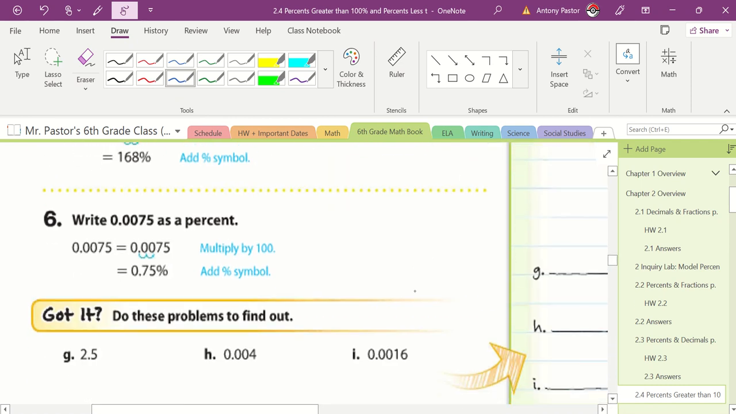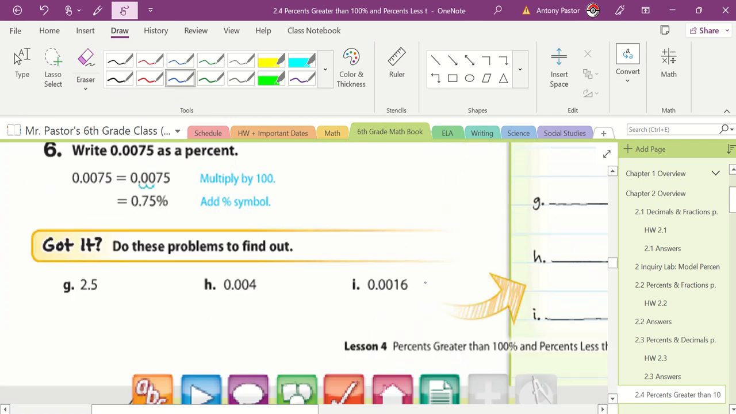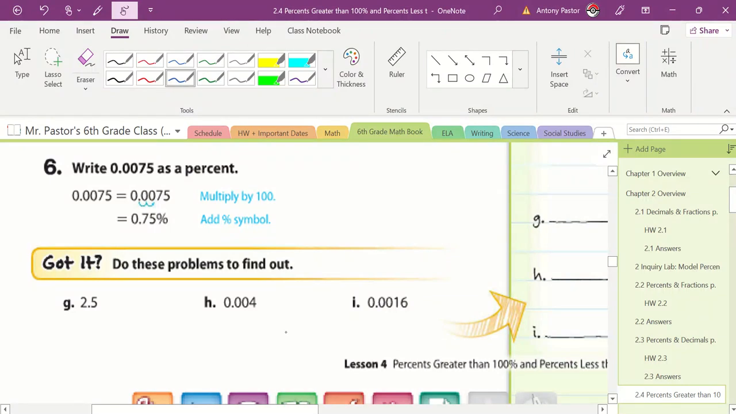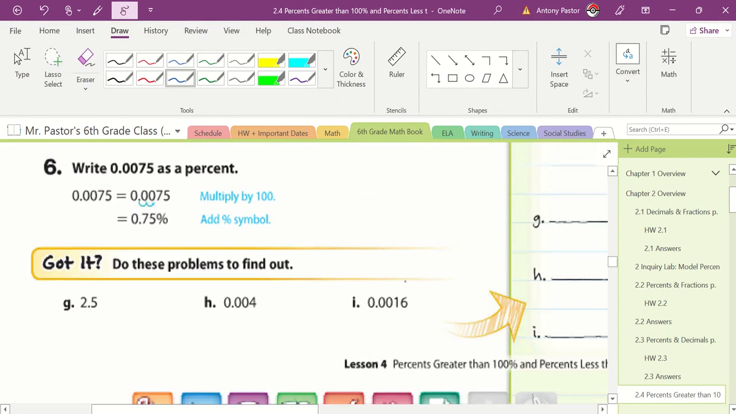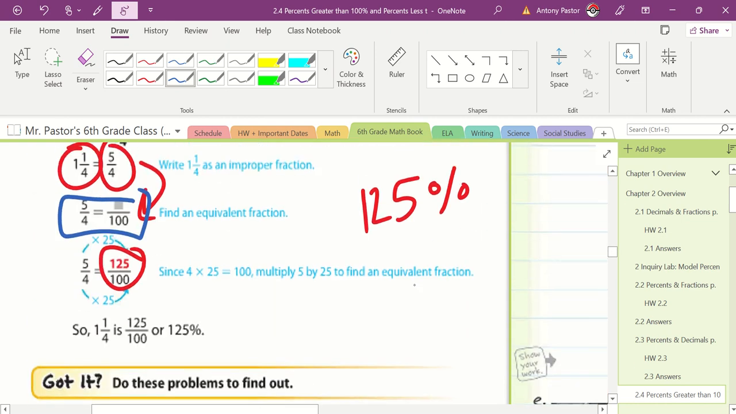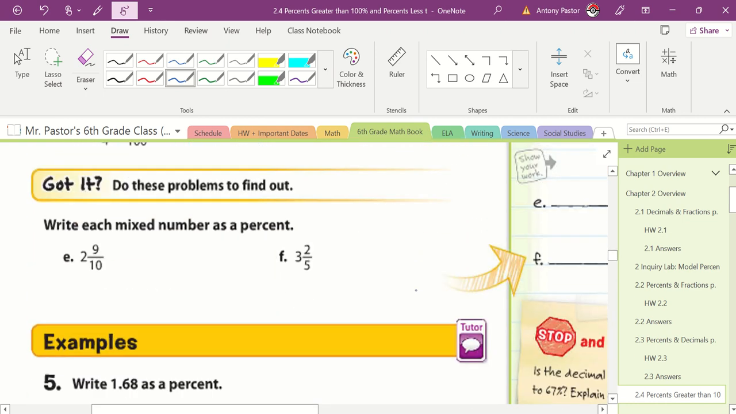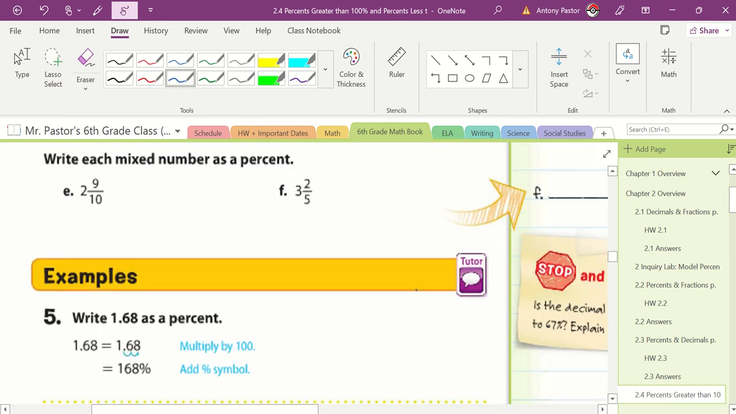We're going to do up to I, and we're going to call this one a video because there's been a lot of information. Let's go with the got it first. 2 9/10. This is going to be pretty easy. Write each mixed number as a percent. Now, they don't want us to write it as a decimal at all. They just want us to write it as a percent.